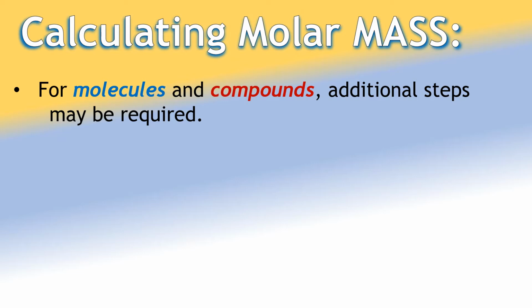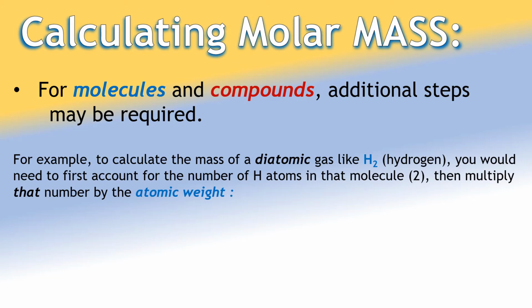Now, if you're going to try to figure out the molar mass, not of an individual element, but of a molecule that has different kinds of elements, compounds, you may have to do additional steps. For example, let's say we want to calculate the mass of a diatomic gas like hydrogen. Remember, most of the hydrogen in the atmosphere is not hydrogen atoms by itself. It's two hydrogens stuck together, H2, a molecule that has two atoms of hydrogen in it.